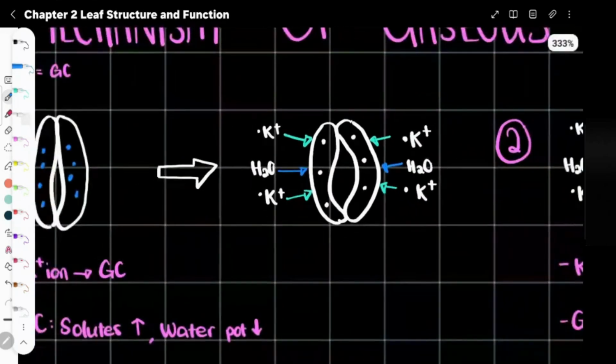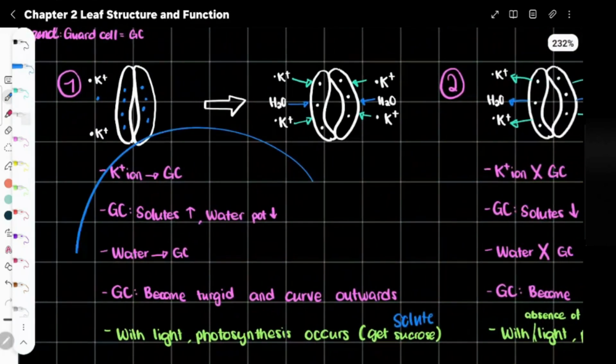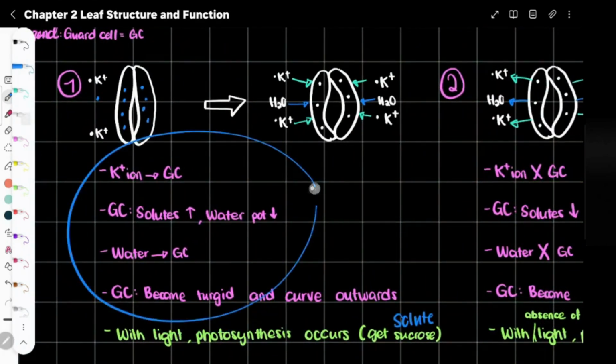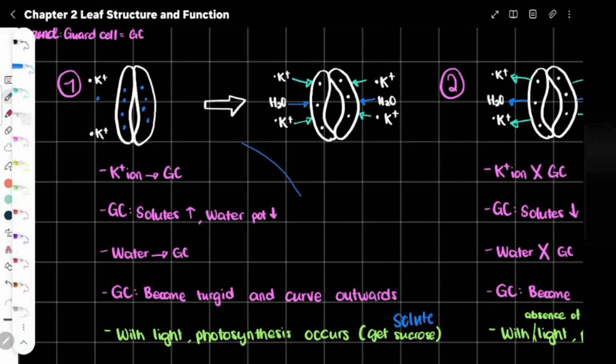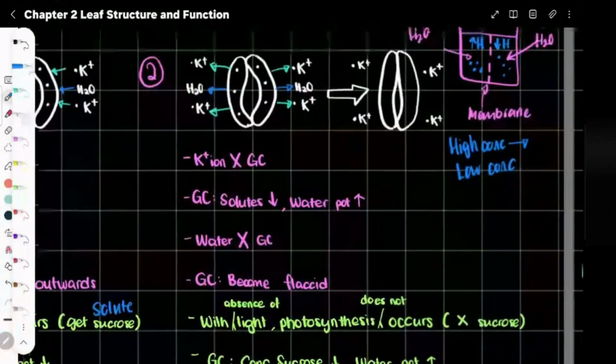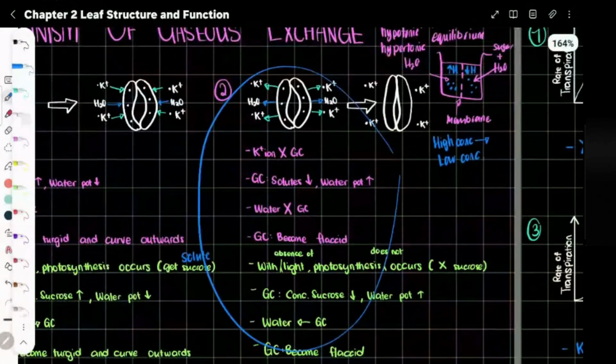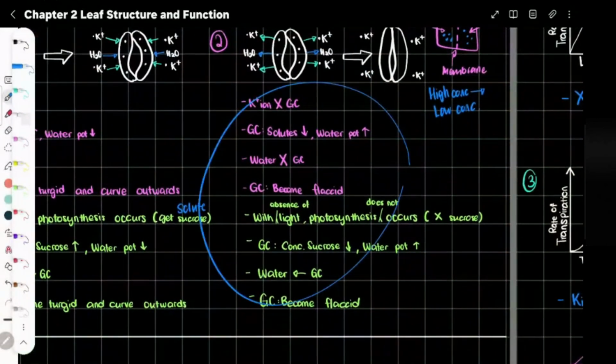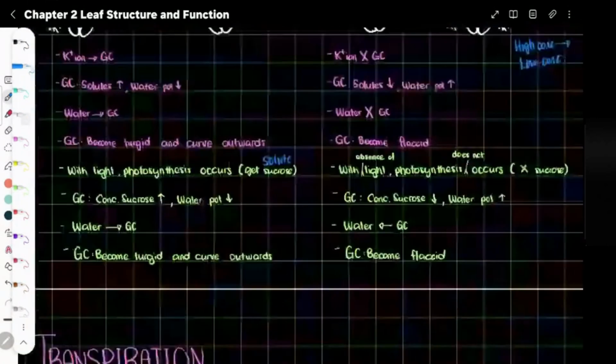So what you need to know is, when it's not at daytime, the ion that will be responsible is K plus ion. When it's at daytime, the solute responsible is the sucrose. And then you can use the exact same logic here, just reverse the answer. That's all. Understand?